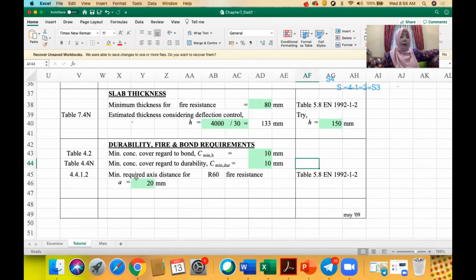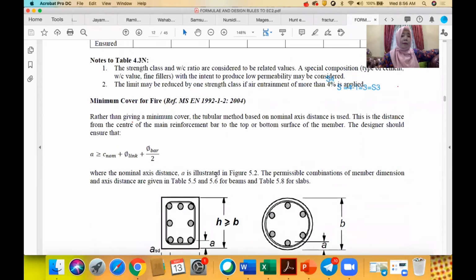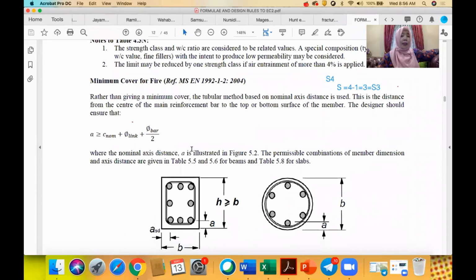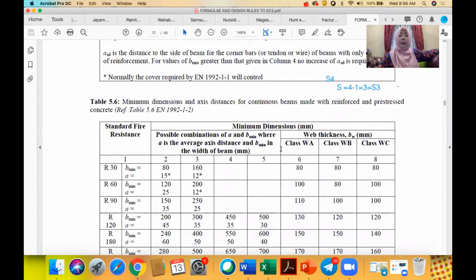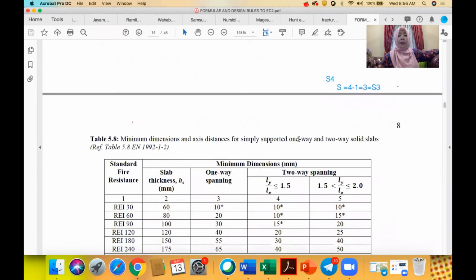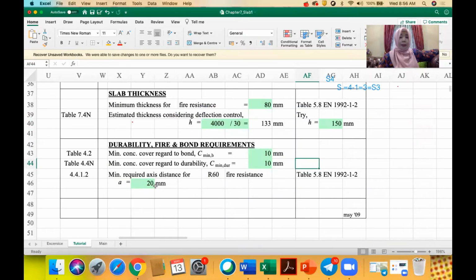The third one, the last one that we must consider, is the fire resistance. We need to find what is a. Fire resistance: this is for the beam, also for the beam, and this is for the slab. Our resistance is 60, and for a one-way spanning slab it is 20. This is the value of a. Therefore, back to here, a is 20.